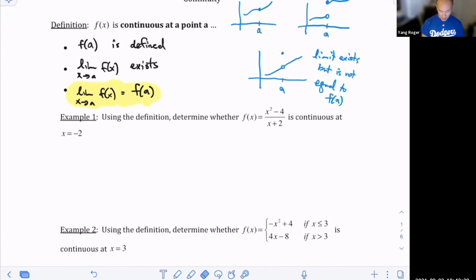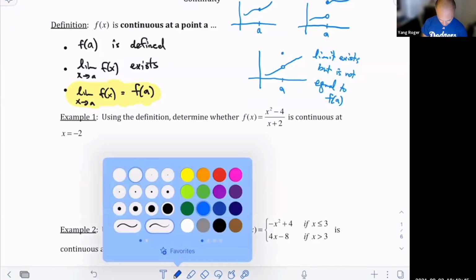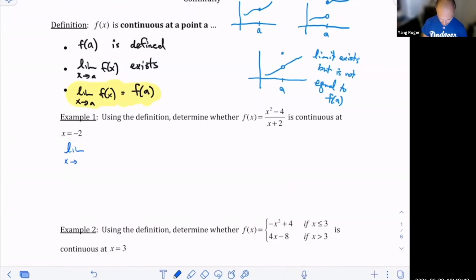We want to determine whether this function is continuous at the point x equal to -2. So what I'm going to do is calculate the limit as x goes to -2 of x squared minus 4 over x plus 2. So my first question for you is, do you guys recognize what type of function this is? This guy has a name. It's not a polynomial. Does anyone know what this is called? Just checking in. You can type your answer in the chat box if you do.